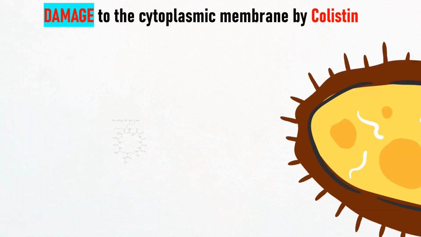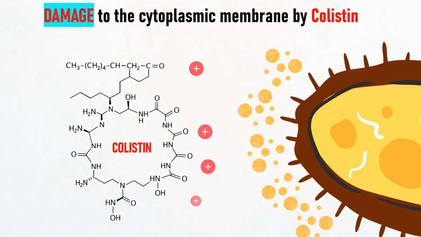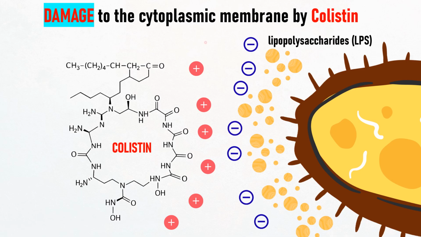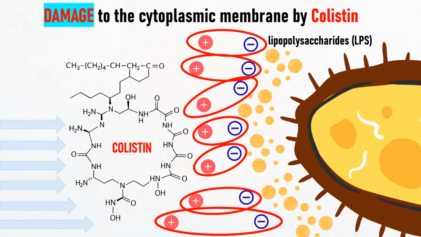Damage of the cytoplasmic membrane by colistin. After disturbing the outer membrane, the antibiotic reaches the inner cytoplasmic membrane. Here it acts as a detergent. It disturbs the lipid bilayer. It causes ion leakage. It leads to the release of intracellular metabolites. This results in osmotic imbalance and bacterial cell death.